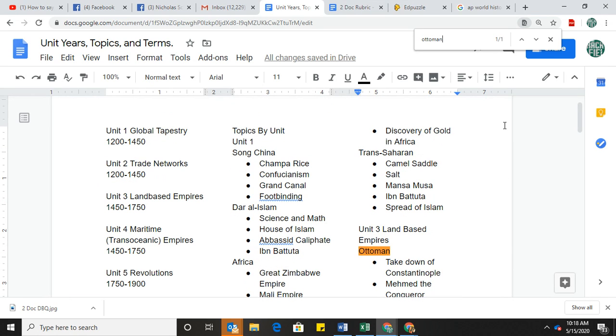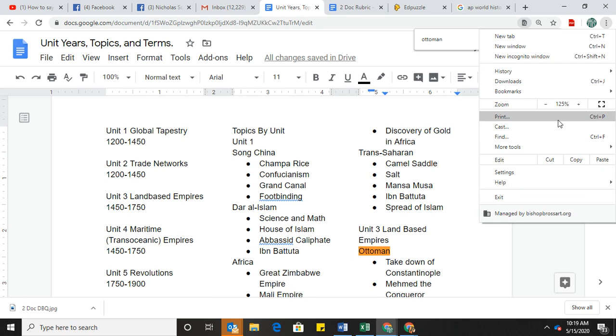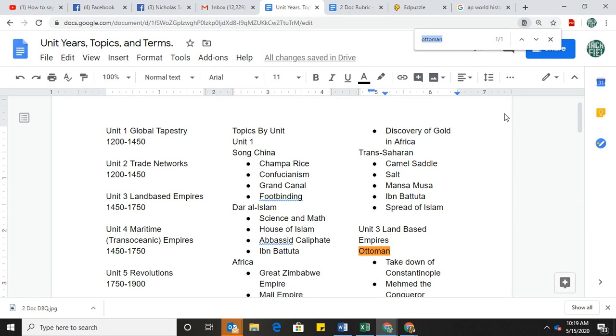So if you're in a Google Doc, what I would recommend you doing if you're using Google Chrome is to go to these three buttons right here and type in Ottoman. When I went to these three buttons inside a Google slide, it was not taking me to the word Ottoman inside a Google slide. So that's what I would recommend. If you're using Google Chrome, go to these three dots, hit find, and it'll bring you anything.